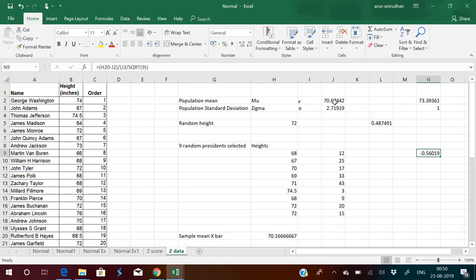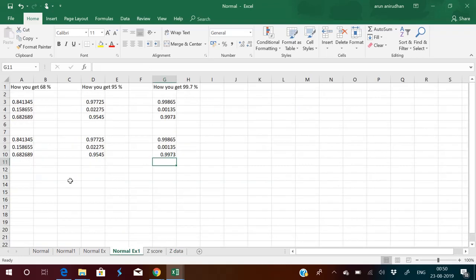So this is how you use the two formulas. If it is one random height, then you use x minus mu by sigma. Otherwise, if the n is given, you take the other one, the standard formula, s bar minus mu by sigma by root n. Okay, hope you understood z score.